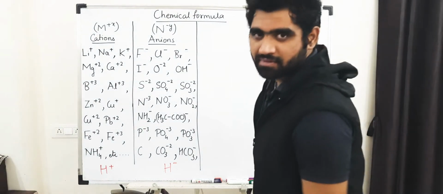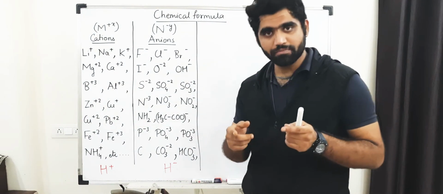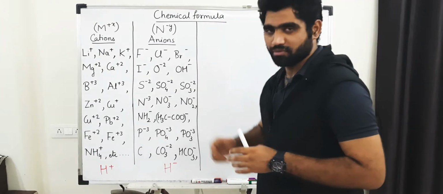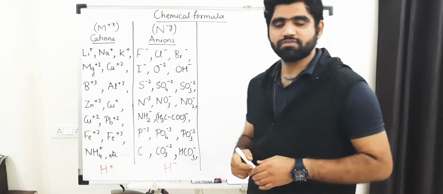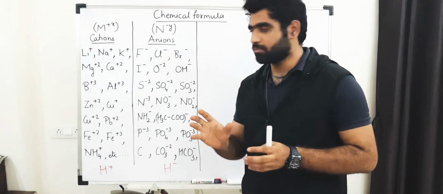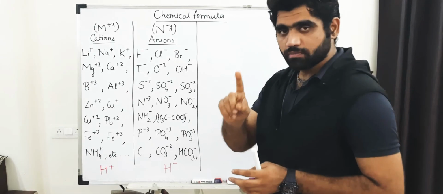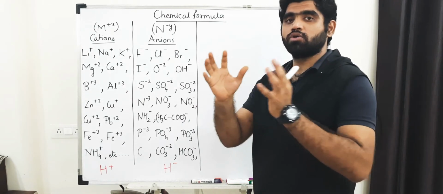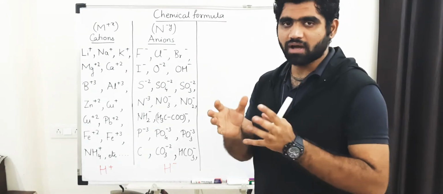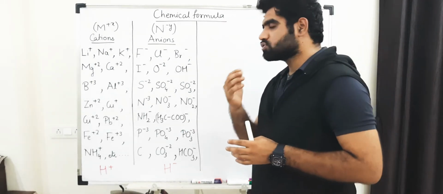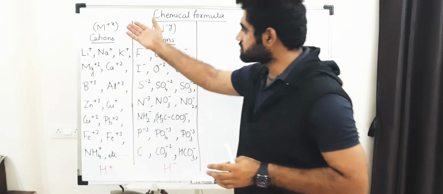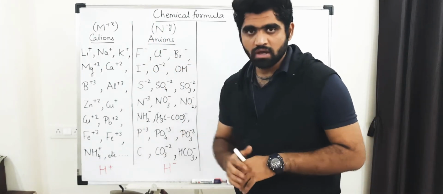Hello guys, this is the continuation of the video which I had made previously based on chemical formula. As I mentioned in the previous video, this video will focus basically upon two main parameters. One will be the charge on the group of atoms, that is ions specifically, and we will also focus on another point, that is the list of various cations and anions.